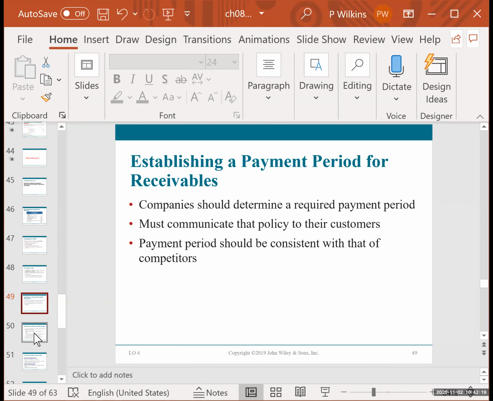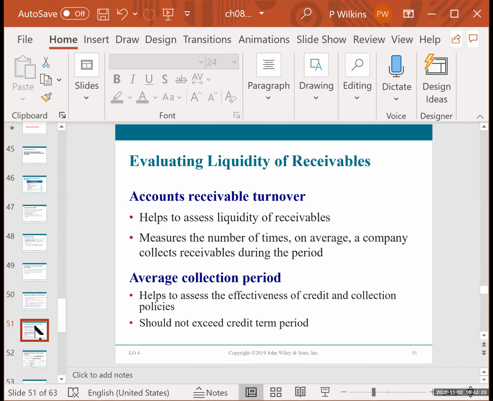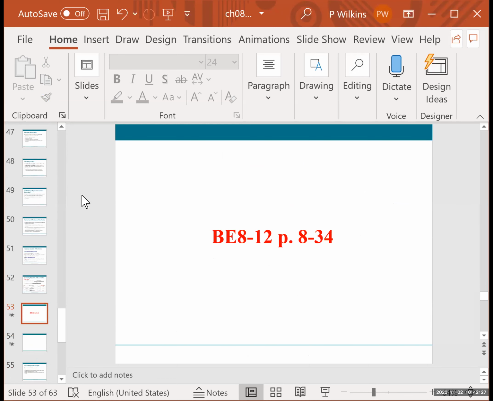This just kind of talks a little about the payment period. We don't need to talk about that. We've already talked about the monitoring of collections. We've already talked about the factoring.